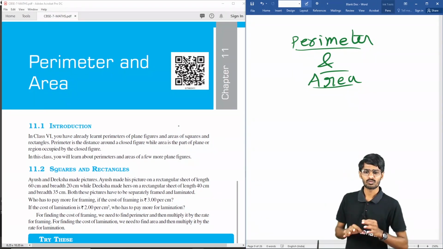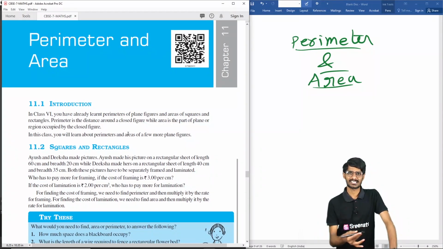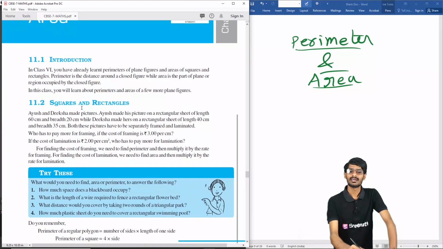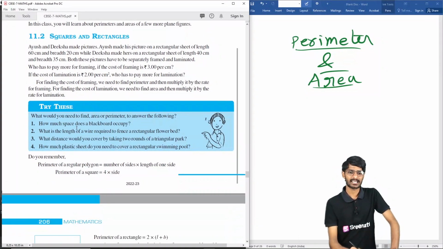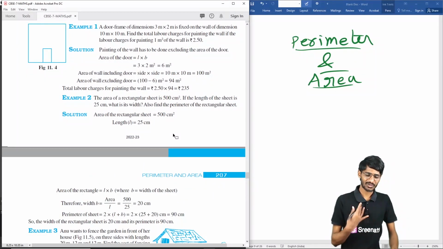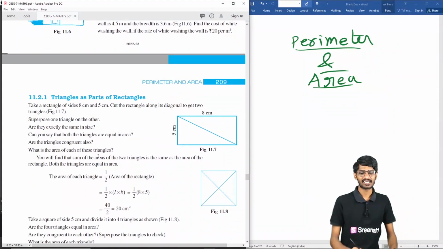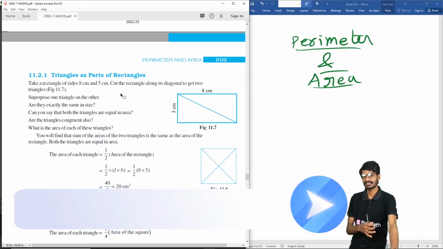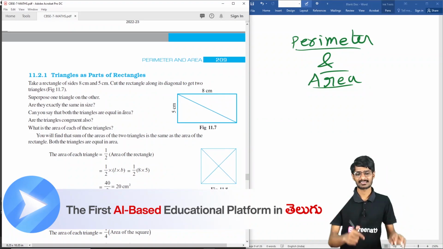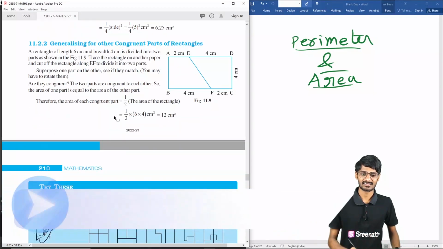Okay students, we are going to start this session. Perimeter and area, we are going to see the overview of this chapter. First is the introduction, which we have learnt in the 6th class. Then squares and rectangles, the second topic, where we are going to solve some examples. The next thing is triangles as parts of rectangles, the relation between triangles and rectangles, generalizing for other congruent parts of rectangles.